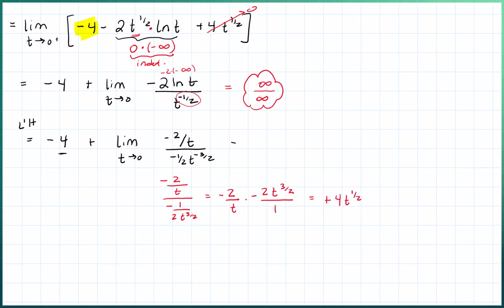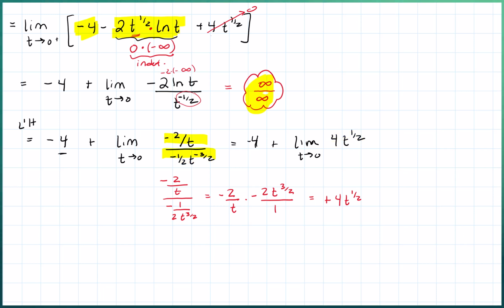So when I'm doing this, I get the negative 4 still floating out in front. Now I'm taking the limit as t is approaching 0. And I'm taking the limit of 4t to the 1/2. Now notice all of this work has really been focusing in on that one piece right there. We're taking that limit, we end up with that indeterminate form, infinity over infinity, and now I'm applying L'Hopital's rule, taking the derivative, simplifying, but now I can finally take the limit.